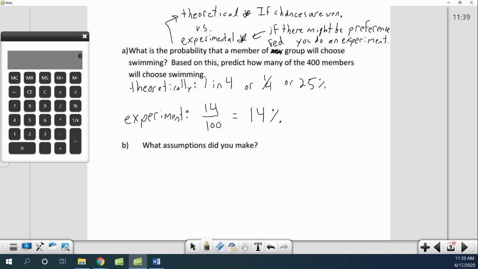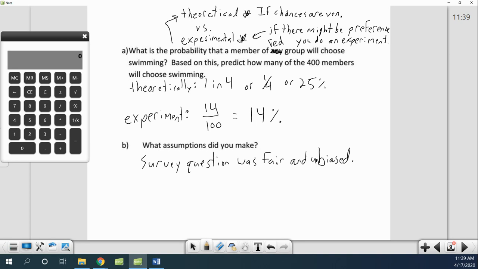Now, what assumptions are we making here in this probability? Well, we're assuming that the survey question was fair and unbiased. If we want these results to be accurate, that survey question better not be like, hey guys, swimming sucks. What's your favorite extracurricular activity to do? You know what I mean? They better have a fair and unbiased question here. We're assuming that was the case.